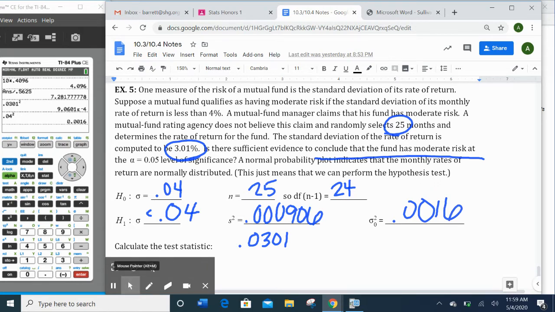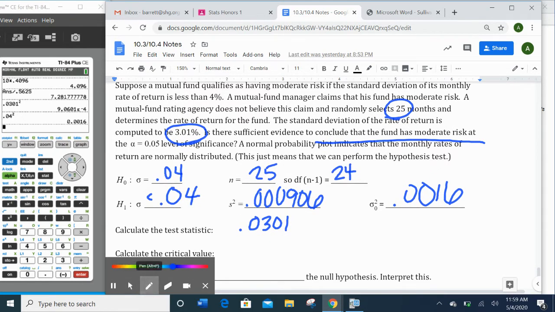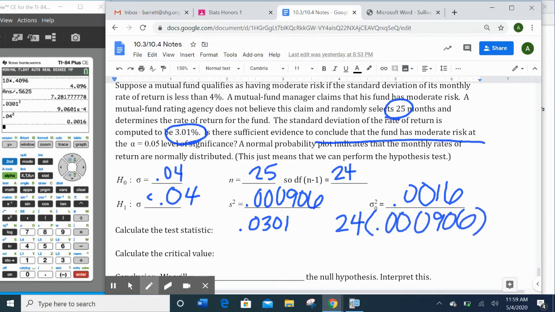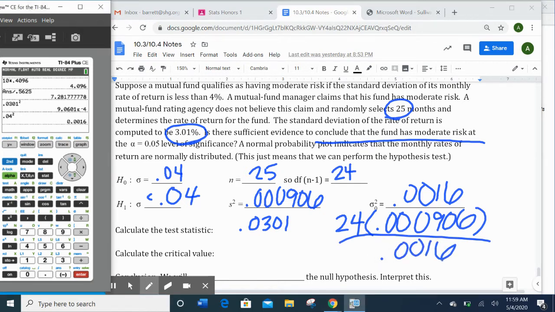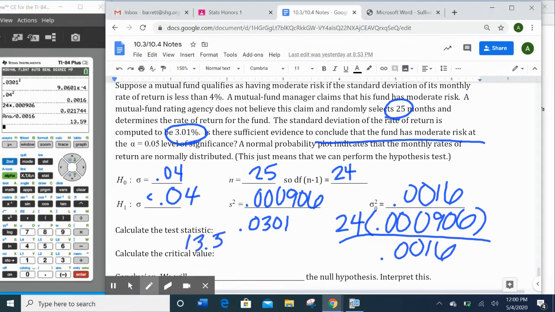0.0016. So to compute the test statistic, we take n minus 1 times s squared, which is 24 times 0.000906, and divide by 0.0016. It's 13.59 for the test statistic.